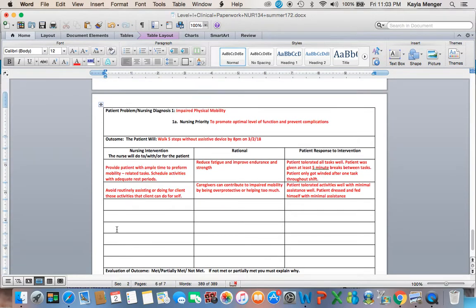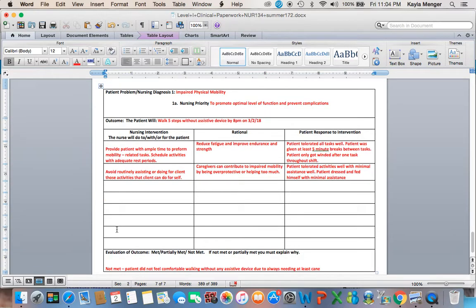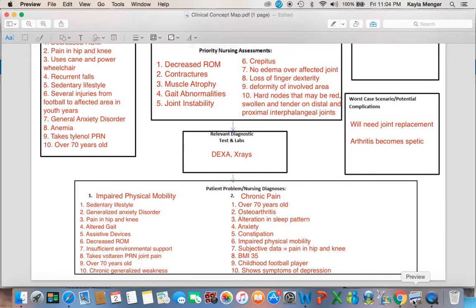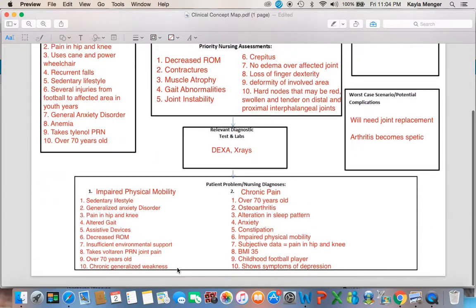So that's basically it. Like I said, most of it comes from your book, except for, of course, the patient response to intervention and the outcome. That can't be done until after the shift is over, and then the stuff you need on this from your patient. So I hope this helps.